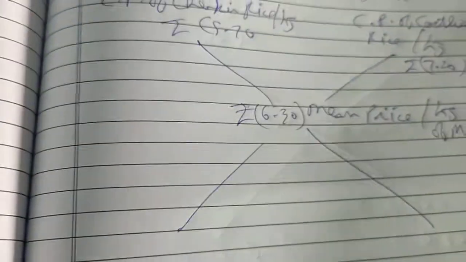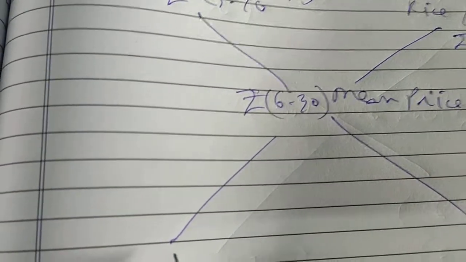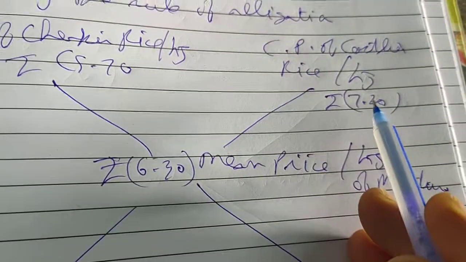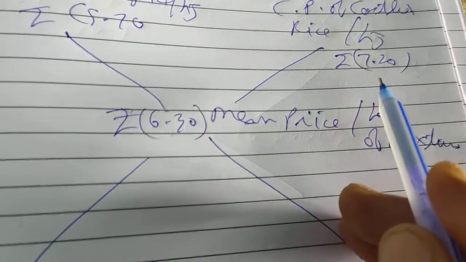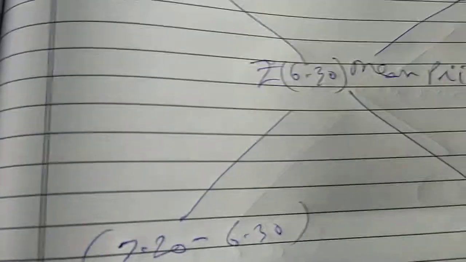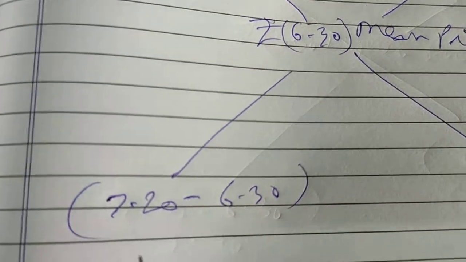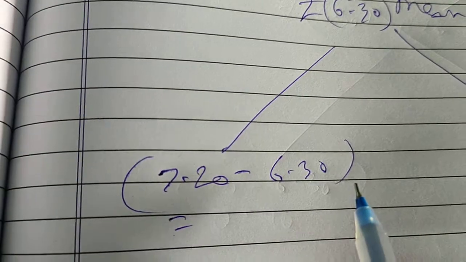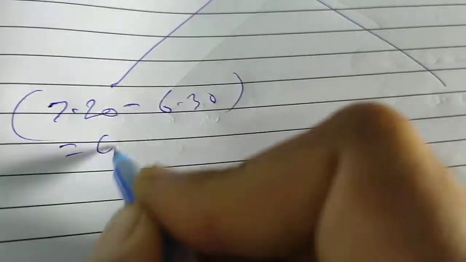See here at the corner of the cross, this is our left and this is right. To the left of the cross, what we will write is our costlier price minus the mean price, so 7.20 minus 6.30. So what we have to write here is D minus M, that is dearer price minus the mean price. This will give us 7.20 minus 6.30, that is 0.90.